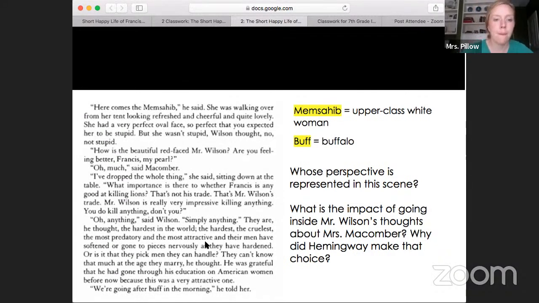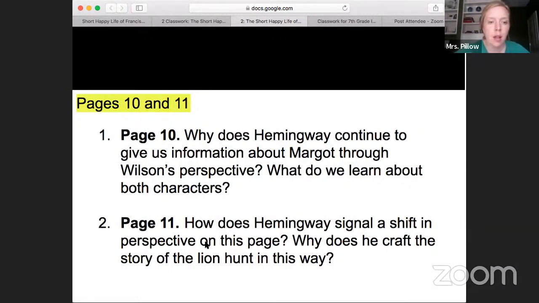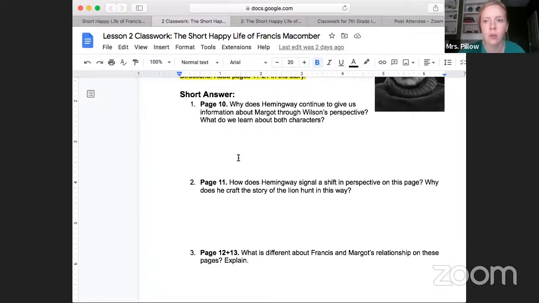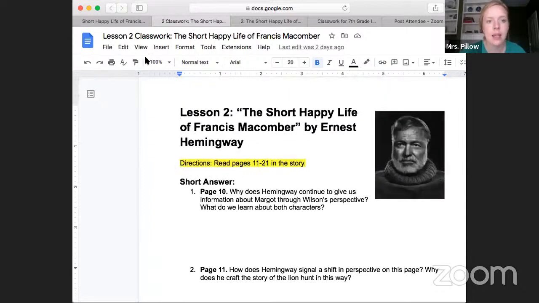Okay, let's move on. All right, we're gonna look a little more at Margot and Wilson, and then some shifts in perspective. Are you ready? You excited? I'm excited. All right, let's go to page 10. Why don't you take 1 minute and get your classwork open and then your story open. And then when you're there, just go ahead and type in the chat there. I'll put on a timer.